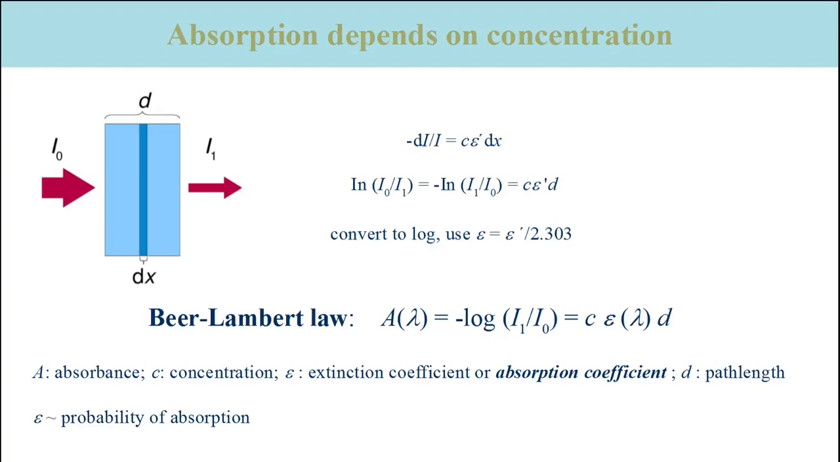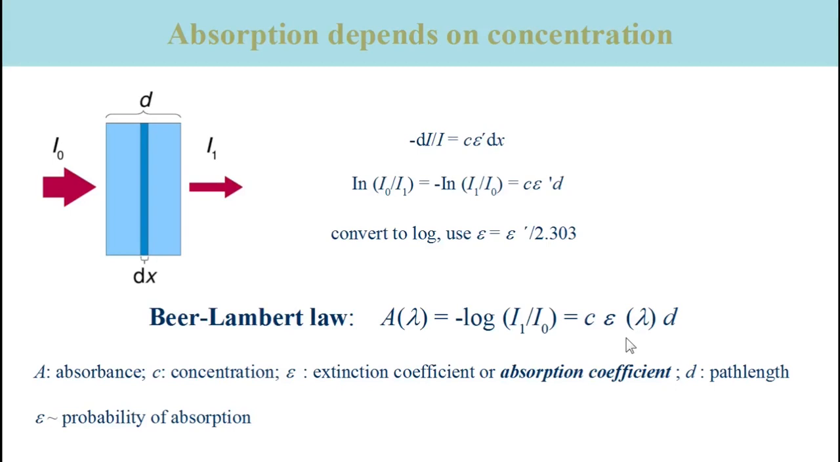Absorbance, which is wavelength dependent, as indicated by lambda in the brackets, depends linearly on the concentration of the absorbing molecule c, on the optical path length d, and on the molar absorption coefficient epsilon. The absorption coefficient is wavelength dependent and the property of the sample.